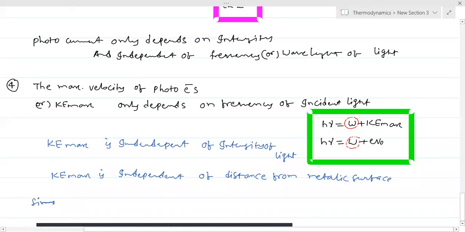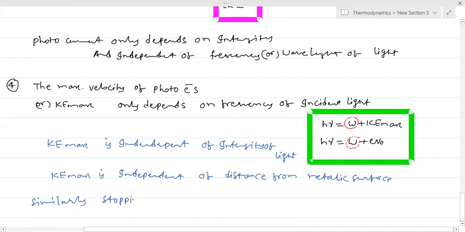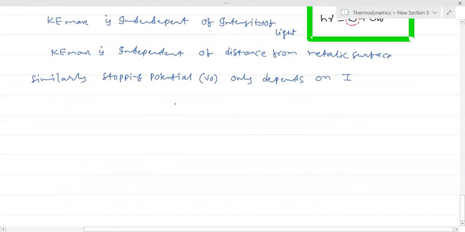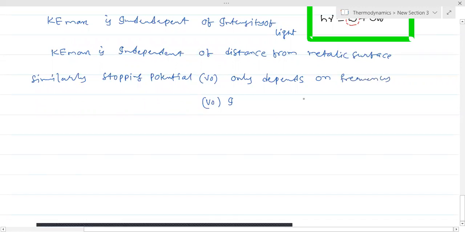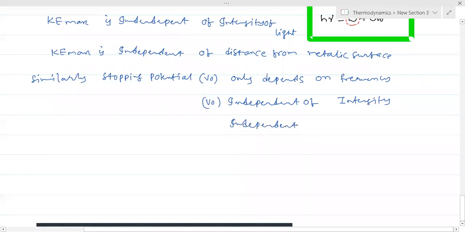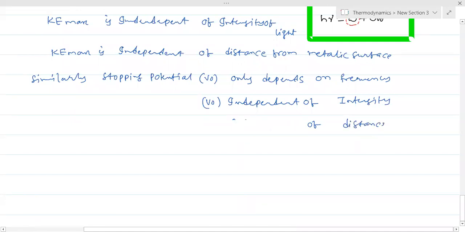Similarly, stopping potential V naught only depends upon frequency, and V naught is independent of intensity, and also V naught is independent of distance of separation. So these are very important laws of photoelectric effect.